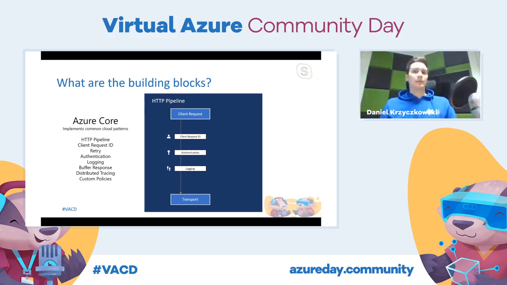Did I authenticate successfully or not? Everything I can check in this pipeline. And of course, distributed tracing for more advanced applications. So once this request is sent to Azure, as you can see, of course, there is a response.